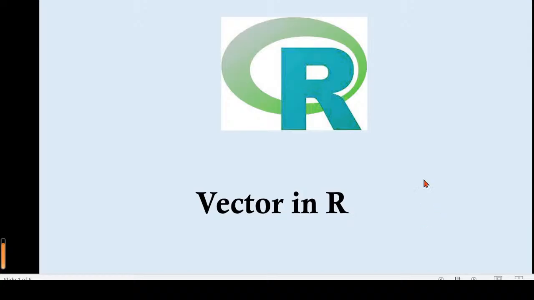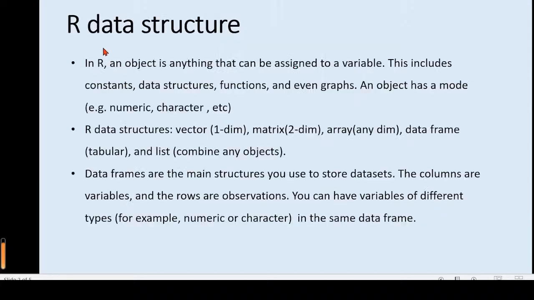Lecture in R: R data structures. In R, an object is anything that can be assigned to a variable, and this includes constants, data structures, functions, and even graphs. An object has a mode, for example, numeric or character.